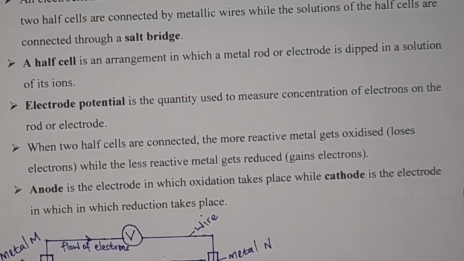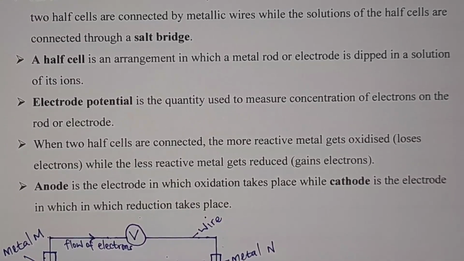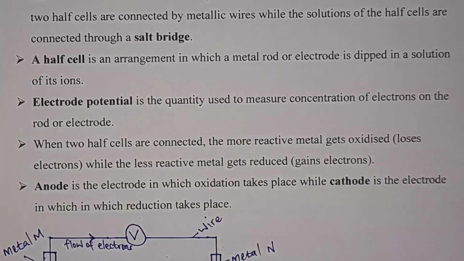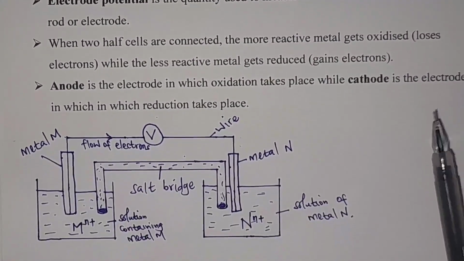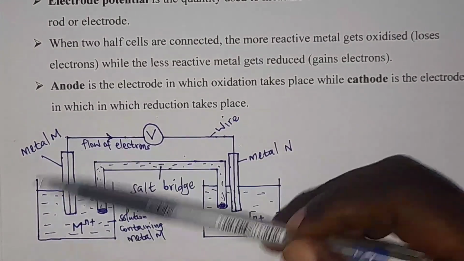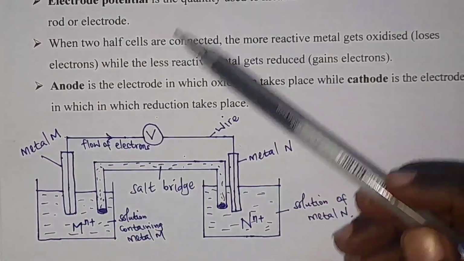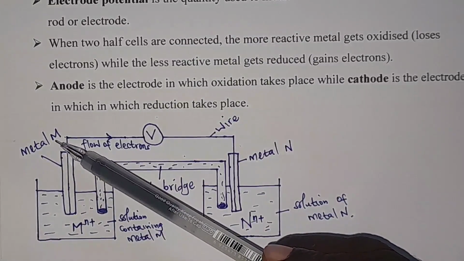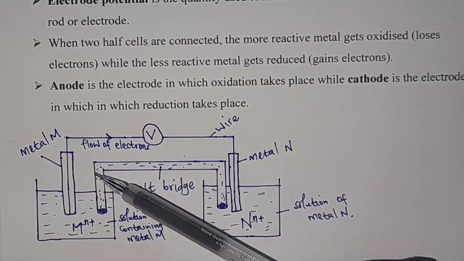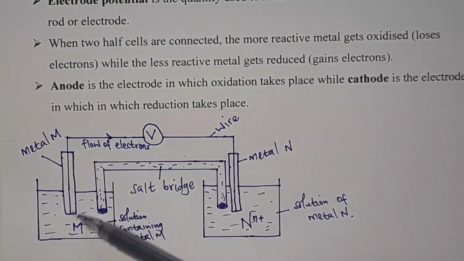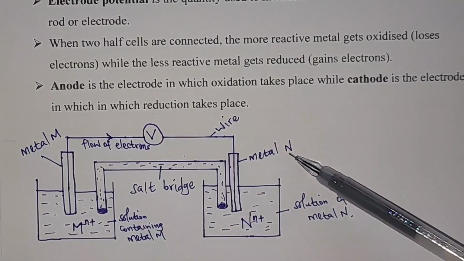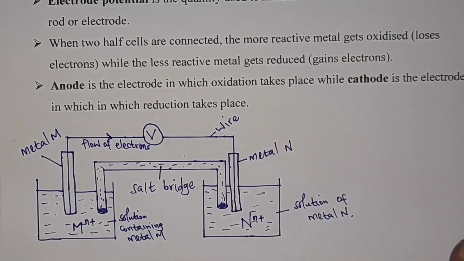A half cell is an arrangement in which a metal rod or electrode is dipped in a solution of its ion. In our case, this side is a half cell, because a half cell is an arrangement in which a metal rod, like in our case metal M or M electrode, is dipped in a solution of its ion. That is, a solution containing M ions. This is the other half cell, again composed of a metal rod dipped into a solution of its own ions.